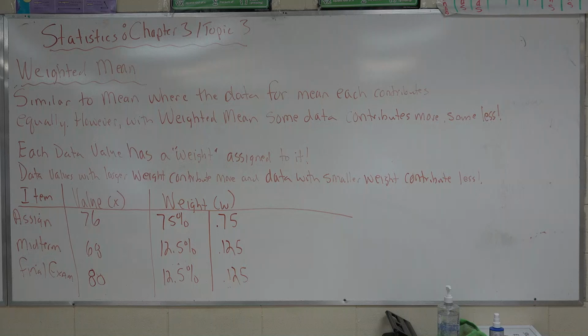We are still in the statistics unit, chapter 3, topic 3. It's called weighted mean. Now, weighted mean is similar to mean, where the data each contributes equally to the overall average. However, with weighted mean, some of the data contributes more and some contributes less, depending on the weight that has been assigned to it. Data values with larger weights contribute more, and data with smaller weights contribute less.